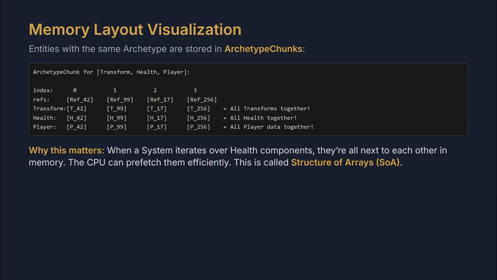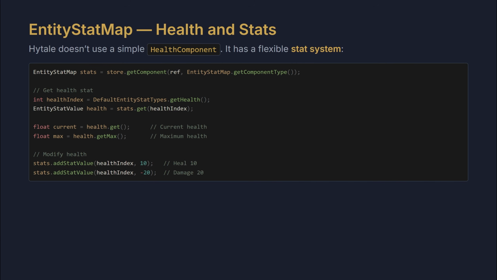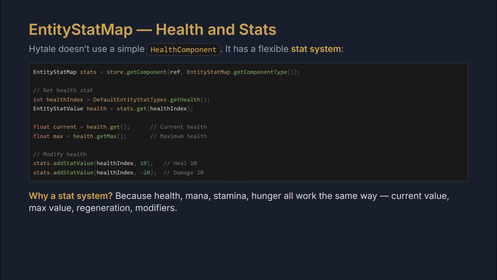So, at last, let me tell you some honorable mentions for important systems you should know about. One is the entity stat map for health and statistics. Hytale doesn't use a simple health component, it has a flexible stat system. So we can get the health stat, for example, from that component, but we also have mana and stamina and hunger, and all work the same way. Current value, max value, regeneration, modifiers, and so on.